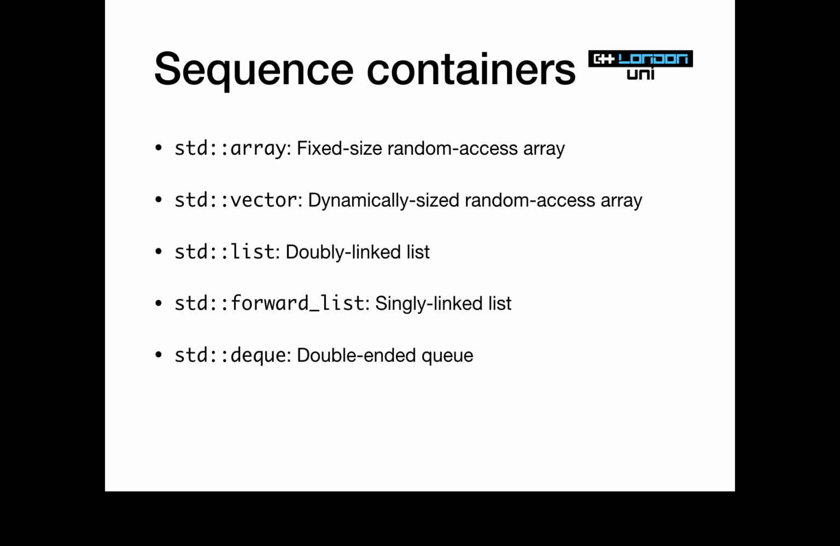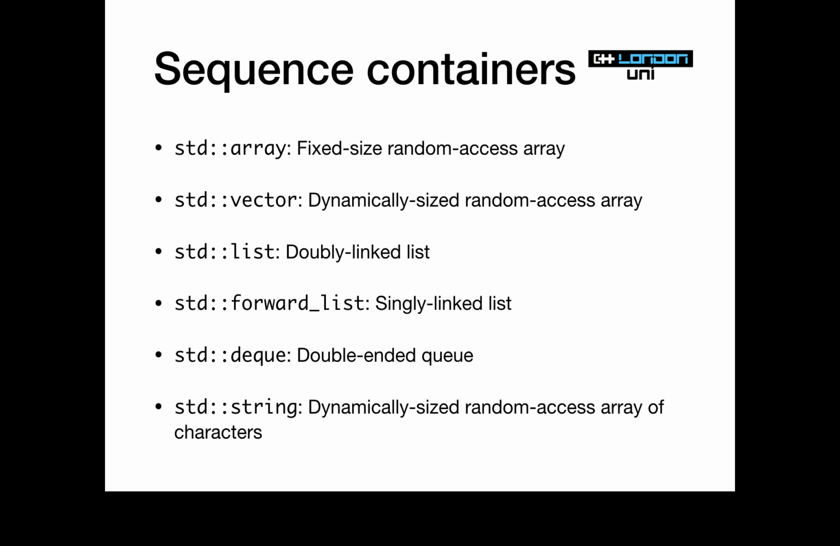And then finally we have this thing called a deque. It's a double-ended queue, which is sort of a bit like a vector, but with some slightly different properties. Also worth mentioning, it's not technically part of the sequence containers like that part of the library, but it behaves a lot like one: standard string. You can think of it basically as a vector that's specially for storing characters.